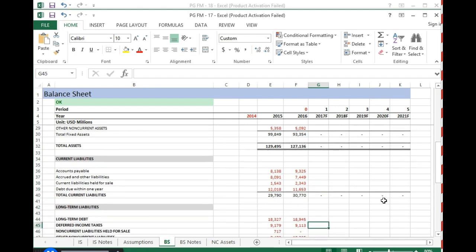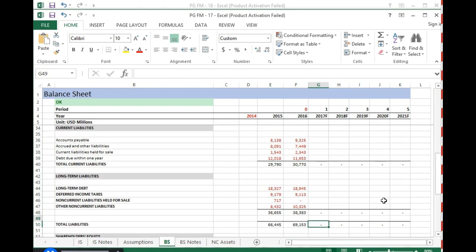Moving on, current liabilities. In current liabilities, you have accounts payable. So how do you forecast it? You forecast it based on payable days.